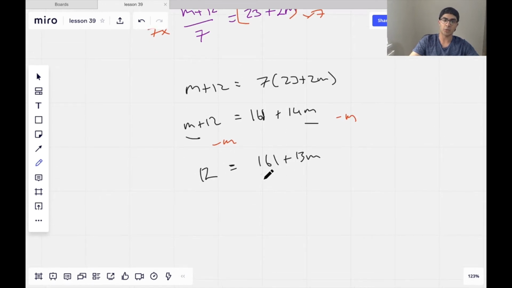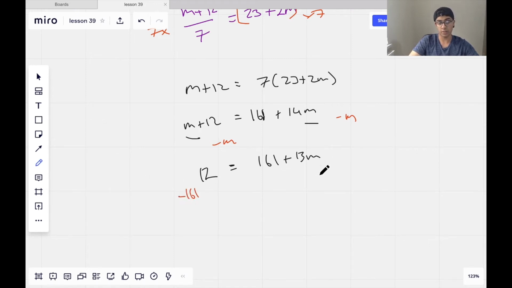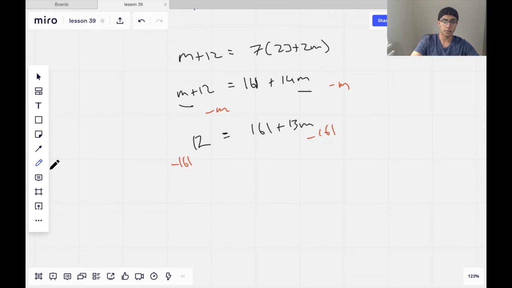And now on the right-hand side, we've also got this pesky 161. We want to get rid of that. So we get rid of 161 from both sides. On the right, we're left with 13m, and on the left, we're left with 12 minus 161, which is minus 149. Ooh. And remember we need the m on its own, so we can divide both sides by 13, and we get m is equal to minus 149 all over 13. I don't think that simplifies. No, that doesn't simplify. So we can just leave it like that.